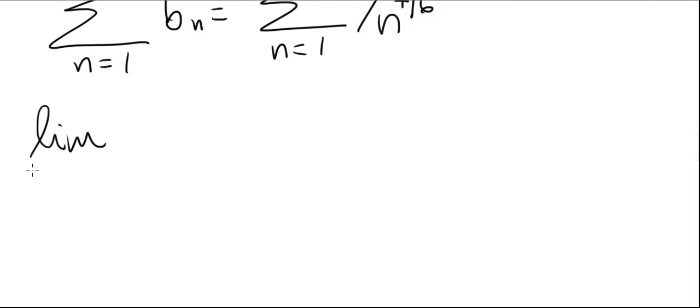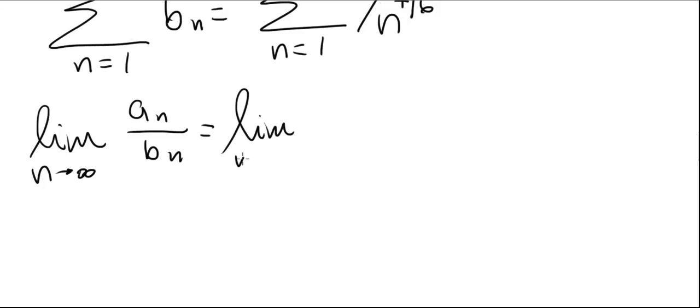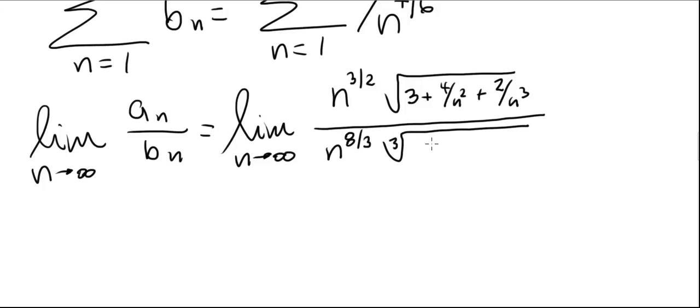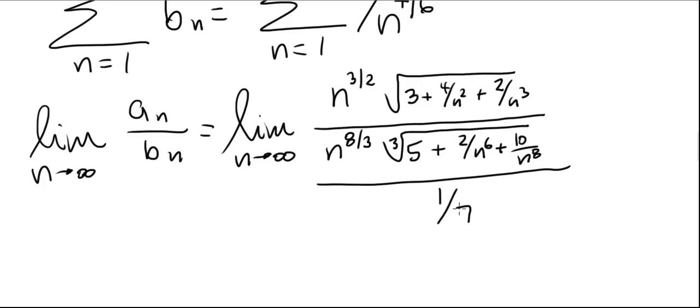So we're going to take the limit as n goes to infinity of a_n divided by b_n, and it turns out to be the limit as n goes to infinity. In the numerator, we have n to the 3/2 power times the square root of 3 plus 4 over n squared plus 2 over n cubed. And in the denominator, we have n to the 8/3 times the cube root of 5 plus 2 over n to the 6 plus 10 divided by n to the 8th. So that's a_n, and our b_n is 1 divided by n raised to the 7/6 power.